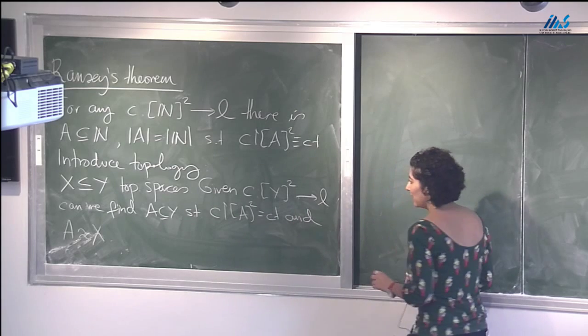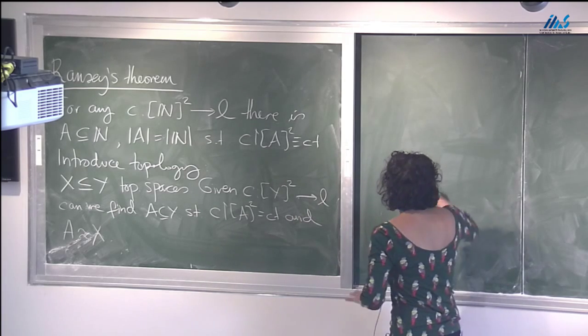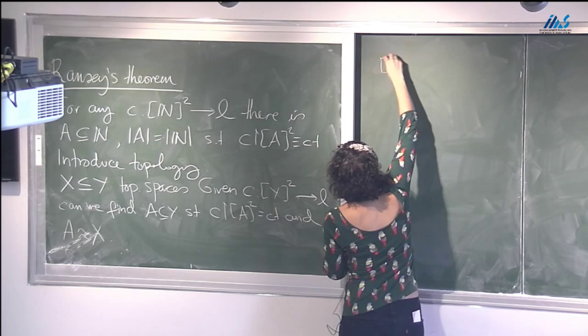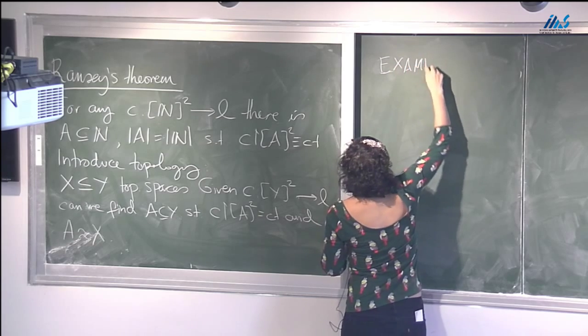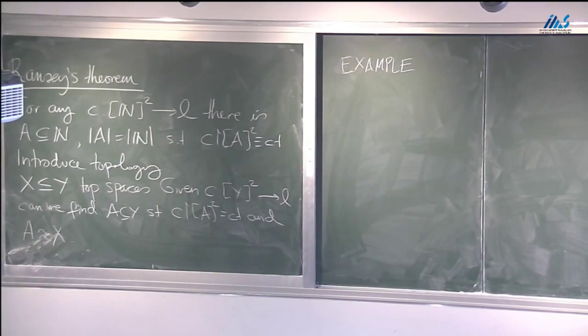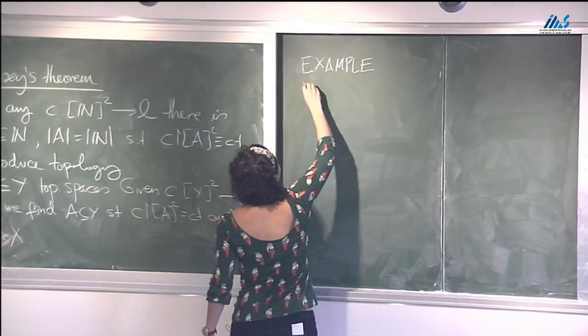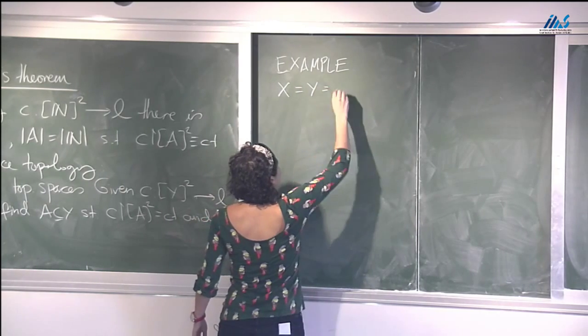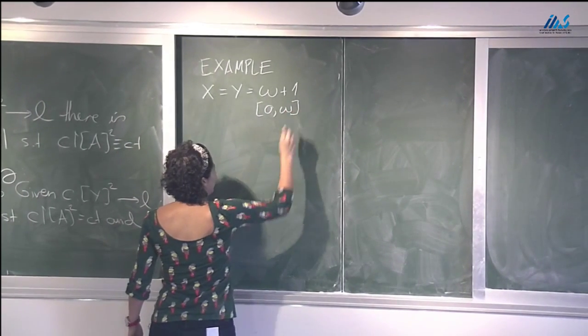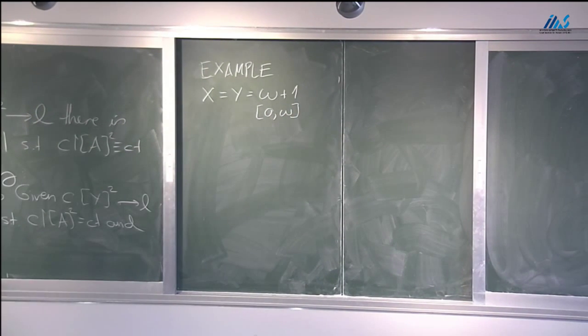So let's consider a very simple example while we all wake up. We just have X and Y the same, and it's just omega plus 1. So omega plus 1 is the interval 0 to omega with the order topology, just a convergent sequence with its limit point. Let's see if at least for this simple topological space we could achieve this.